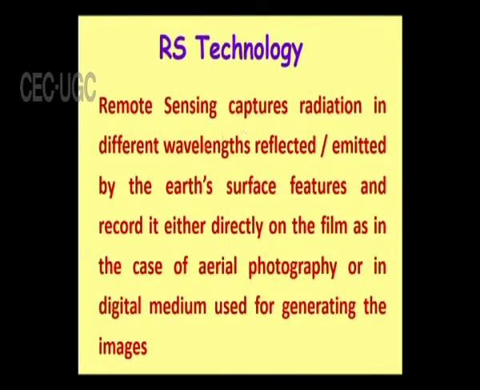It captures the radiation in different wavelengths. Why different wavelengths? Because the electromagnetic spectrum ranges from infrared, ultraviolet, optical, radio, TV, microwave, like that. It is a spectrum, so it consists of various frequencies and they have different properties also. So, depending upon our purpose, we have to use the corresponding frequency.